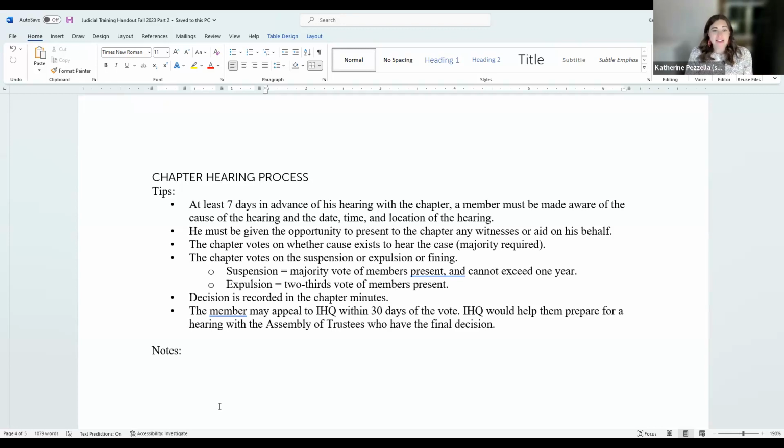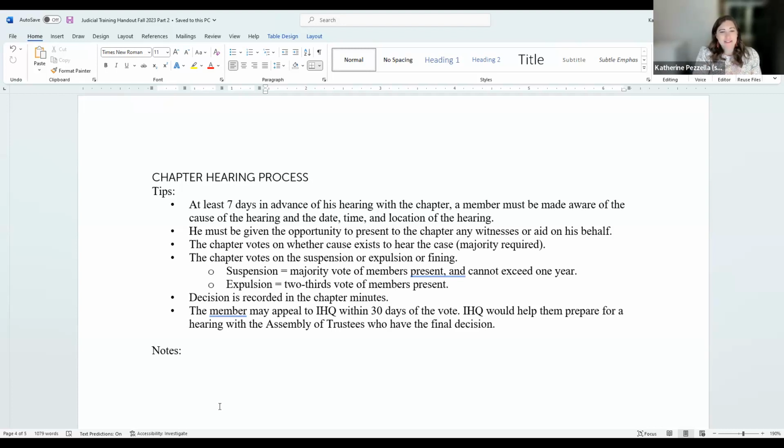So that middle section is where most chapters get tripped up and where we have to send paperwork back. So I just wanted to go over that you're doing a two-step vote at a chapter hearing to do that process correctly. And like I said, you do need to record it in your chapter minutes.